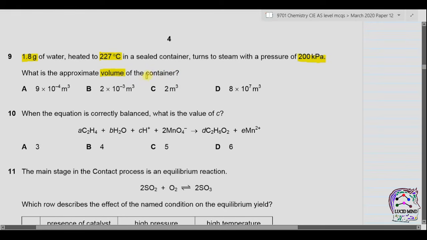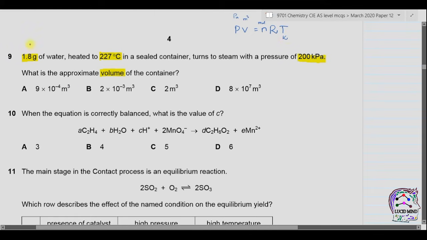So now we'll see. This is from gases, so we are going to use the ideal gas equation, PV is equal to nRT. P is the pressure, and pressure should be in pascals. V is the volume, and volume must be in meter cube. n is the number of moles, R is the ideal gas constant, and T is the temperature. Temperature should be in Kelvin.